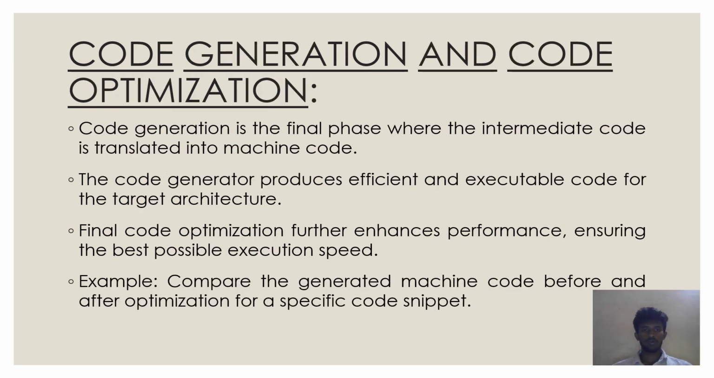Code generation and code optimization. Code generation is the final phase, where the intermediate code is translated into machine code. The code generator produces efficient and executable code for the target architecture. In the final code optimization, it further enhances performance, ensuring the best possible execution speed. An example for the code generator and code optimization is comparing the generated machine code before and after optimization for a specific code snippet.